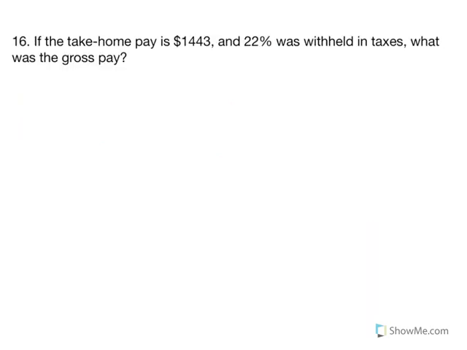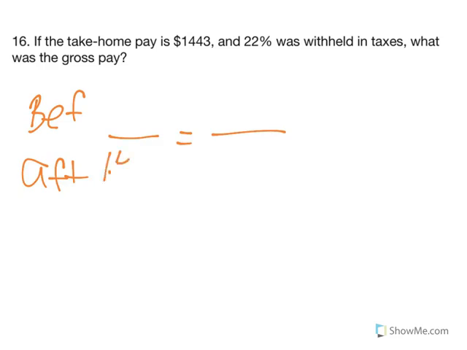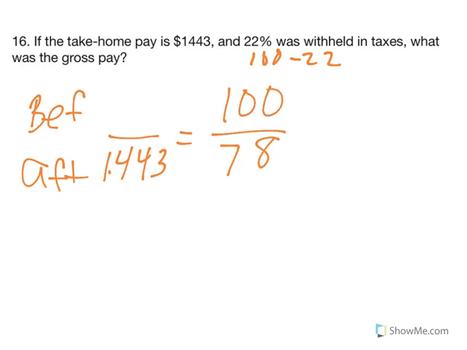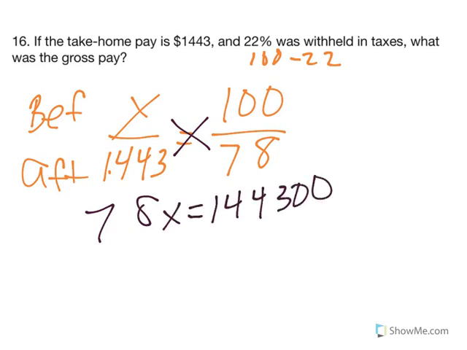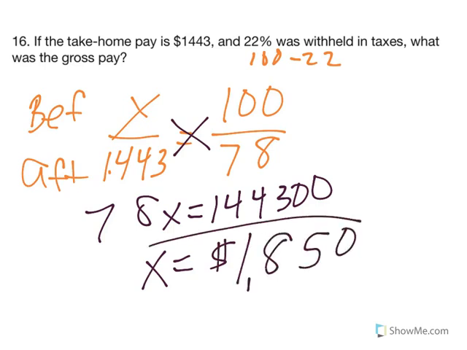Moving on to number 16, the take-home pay. Your take-home pay is $1,443, with 22% withheld for taxes. What was the gross pay? Okay, so we've got before taxes and we've got after taxes. After taxes, you had $1,443. That was 22% less than what you grossed. So that was 78. We know that you grossed 100%. We don't know what that was. So cross multiply. 78x equals 144,300. Divide both sides by 78, and you grossed $1,850.